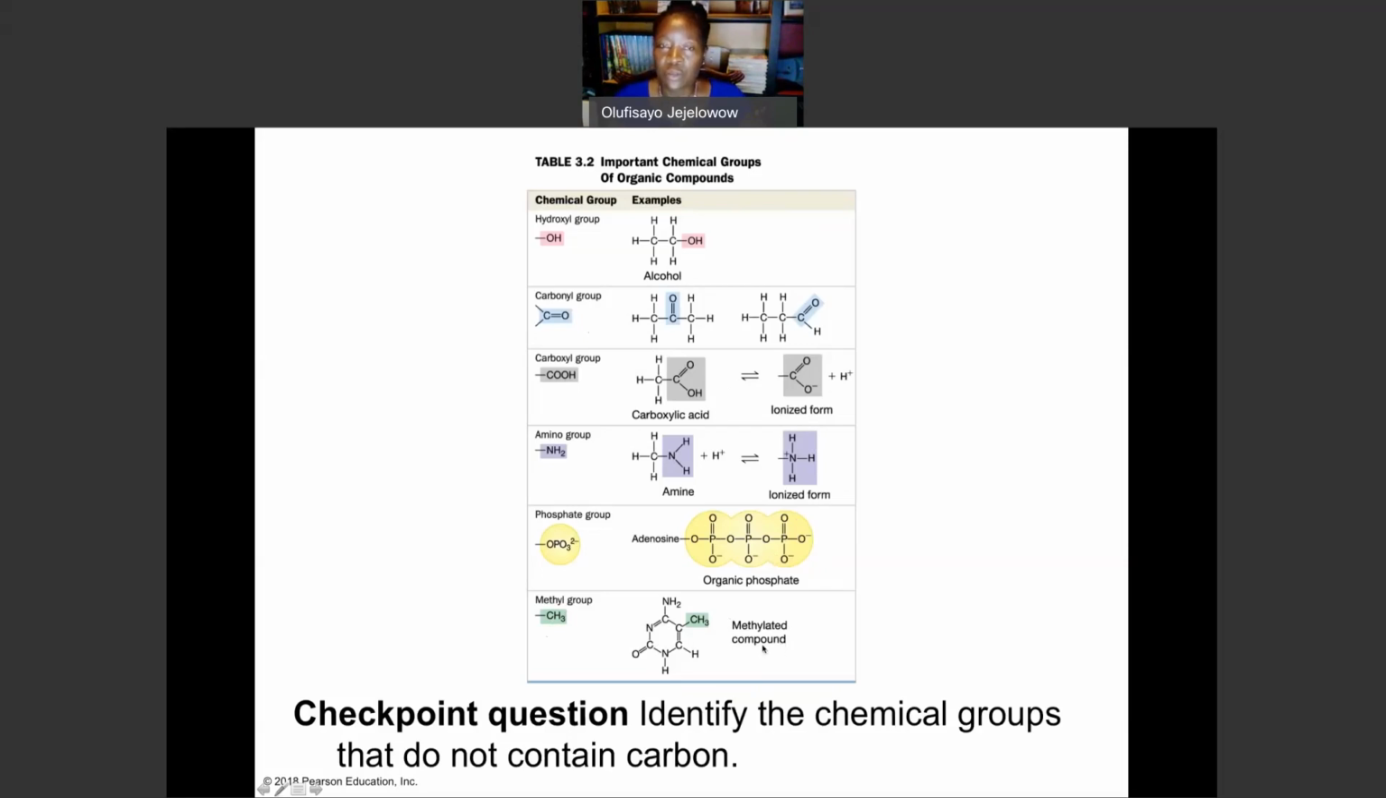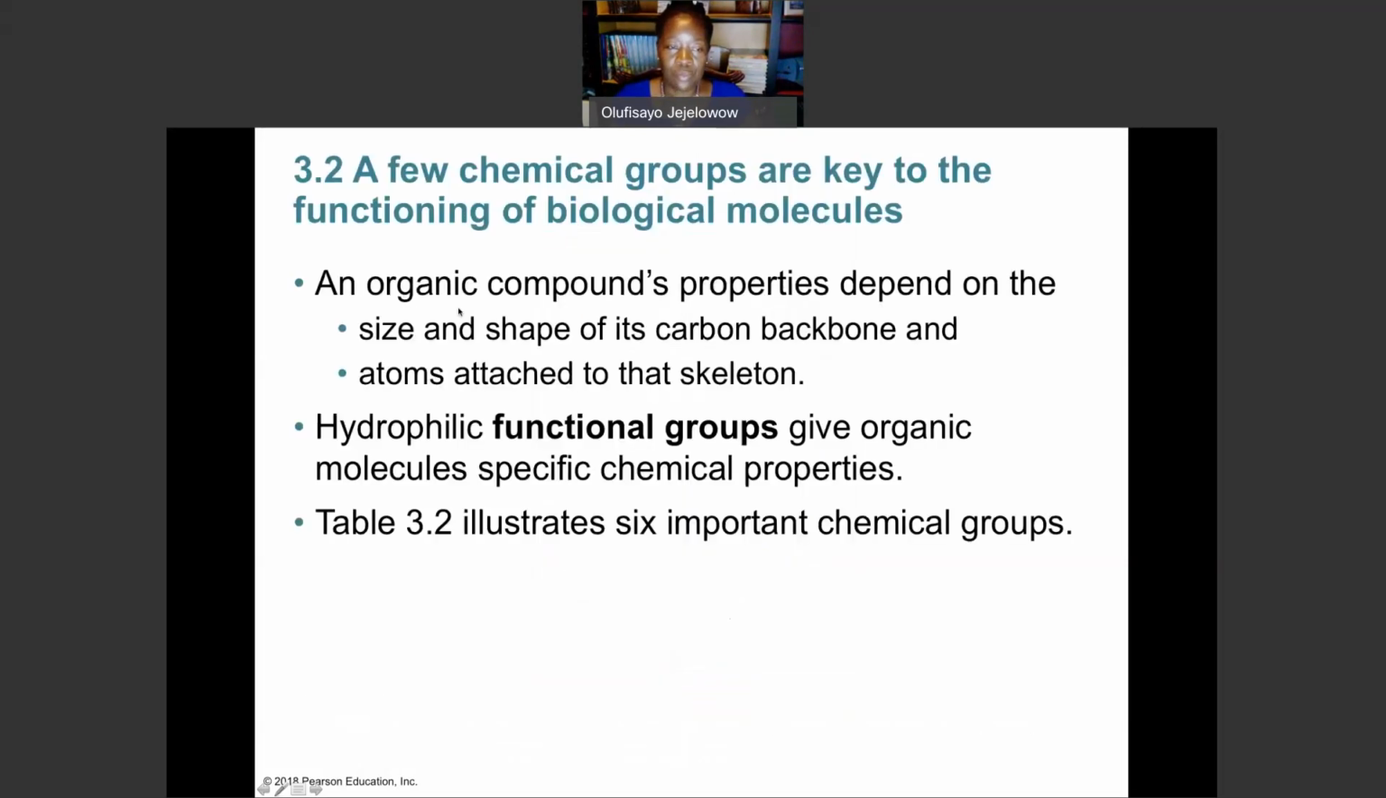affects the function. So hydrocarbons, organic compounds that have the carbon backbone, they are very important biological molecules. The properties of these biological molecules is determined by the size and shape of its carbon skeleton, as well as the atoms that are attached to it. The atoms that are attached to the carbon skeletons are called functional groups.